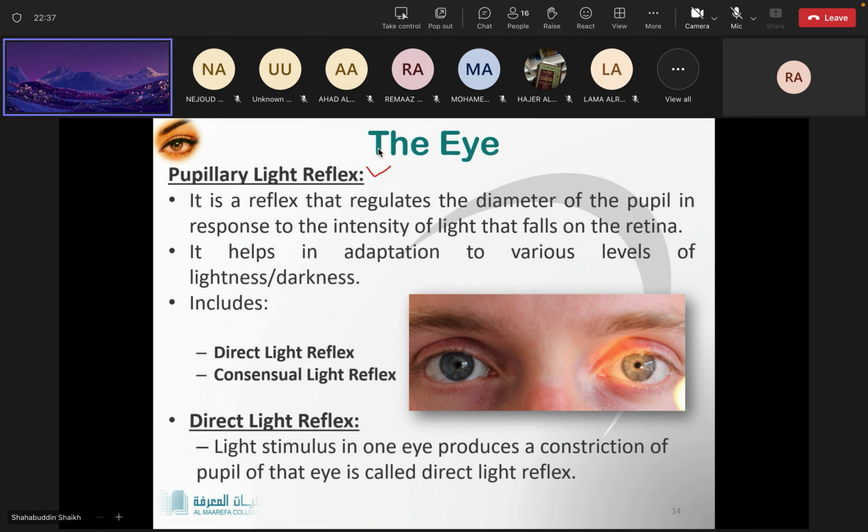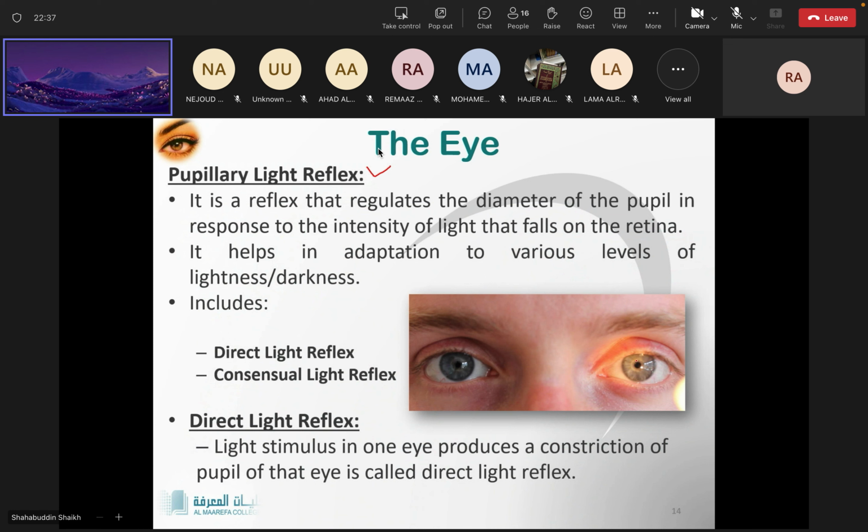Any question, please? Clear? Okay. Now we come to another thing. When we are looking at a distant object and then we look at the near object, the most important thing which occurs is accommodation reflex. Am I right or wrong? We are able to see near objects clearly because of accommodation reflex.